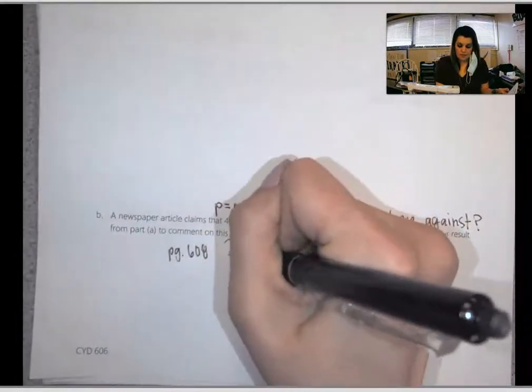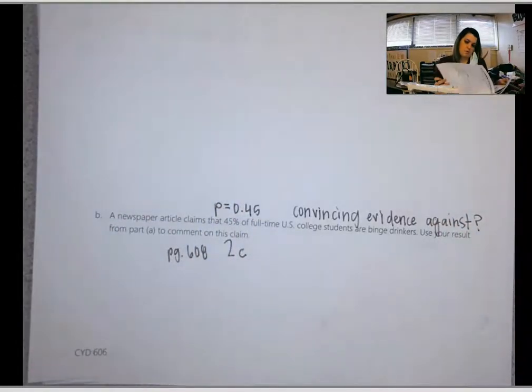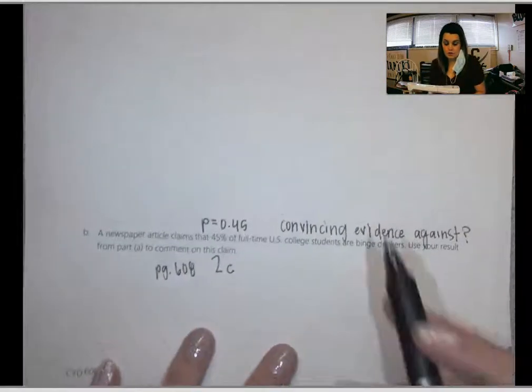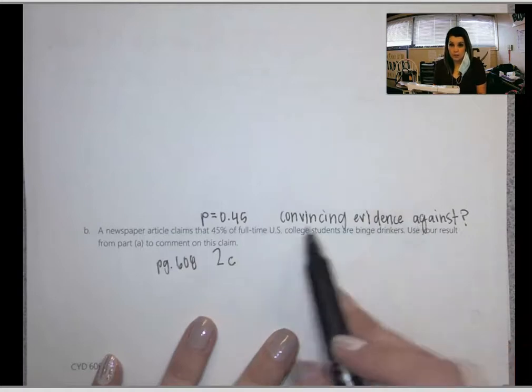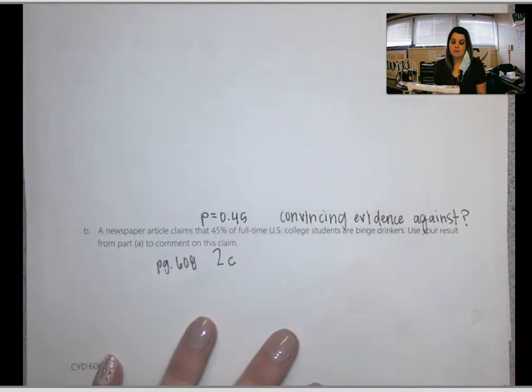Use part C as your guide on this problem. So you're checking, is there convincing evidence against the claim? Remember, we're not trying to support the claim. We're just checking if there's evidence against the claim.